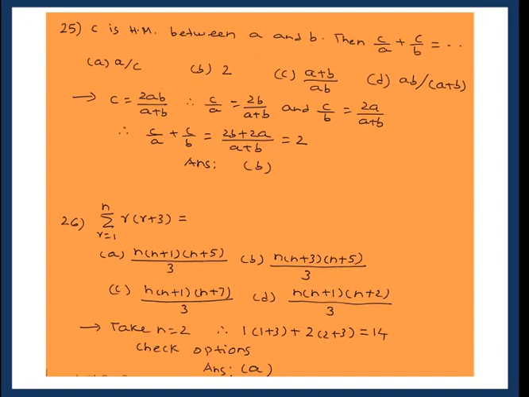What is C upon B? 2A upon A plus B. Add them. LCM will be same, A plus B. Numerator will be 2B plus 2A. Take 2 common. Cancel A plus B to get 2 as the answer. So the correct option is B.